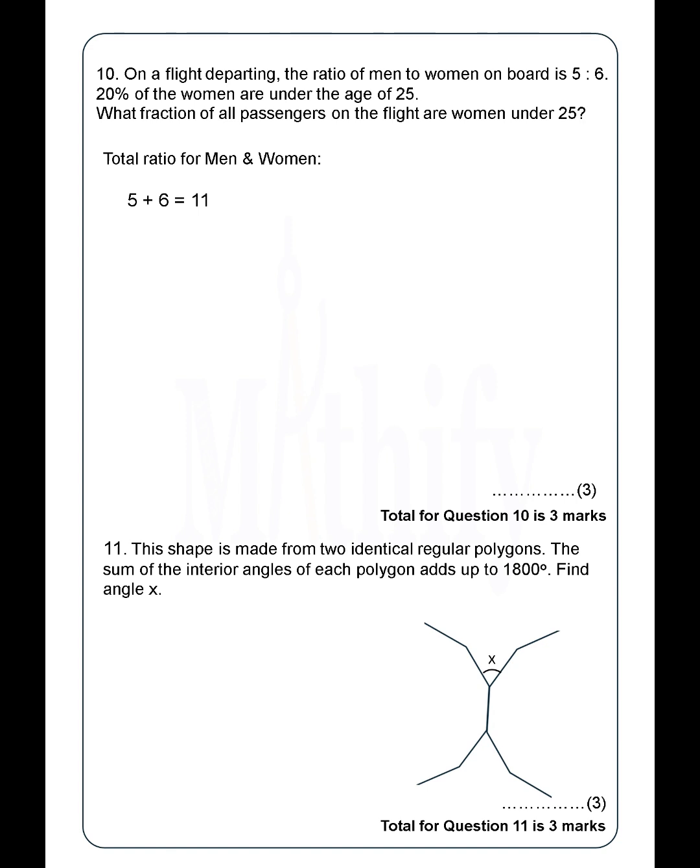Now, work out the fraction for men and women. Men, 5 out of 11, and for women, 6 out of 11. Okay, 20% of women are under the age of 25. We need to convert 20% into a fraction. So best way we can do that, 20 out of 100, and then simplify further to 1 out of 5, because both are multiples of 20.